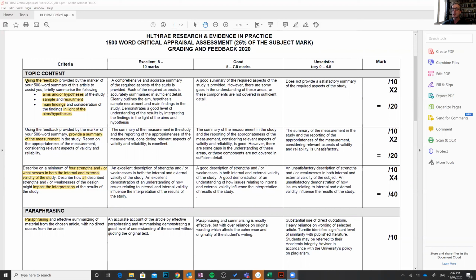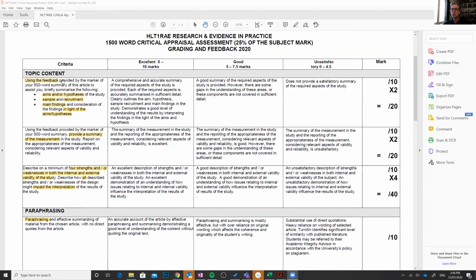So you'll see here, using the feedback. It might come as a shock to you, but some of us are aware, as academics, that some of you sometimes don't read the feedback. You're mad. This is how you develop your skills. This is what you're here for, to develop these skills.